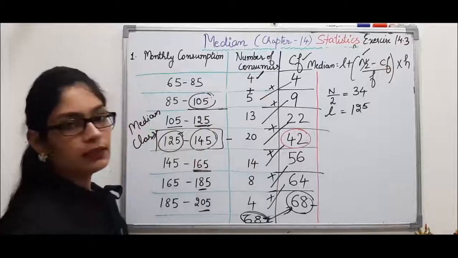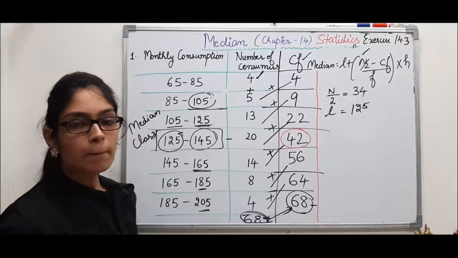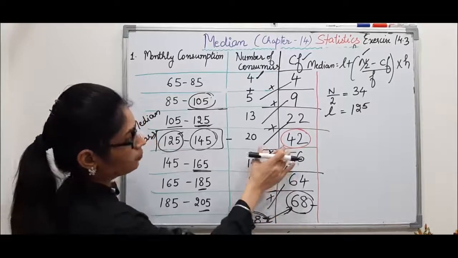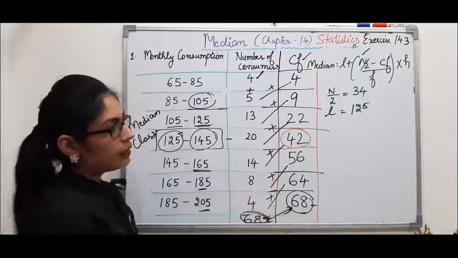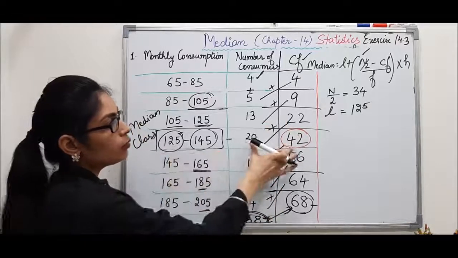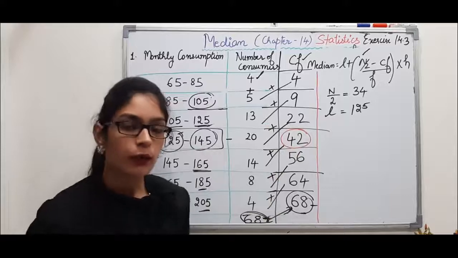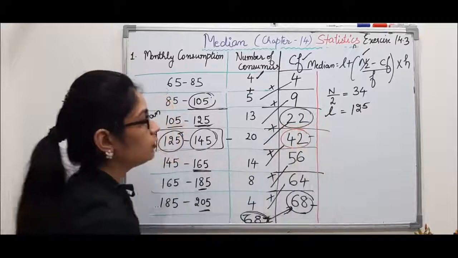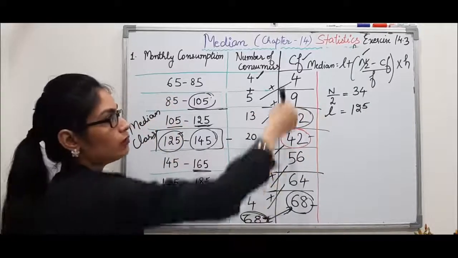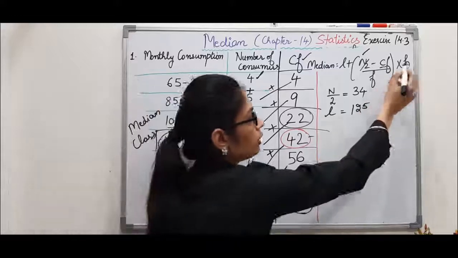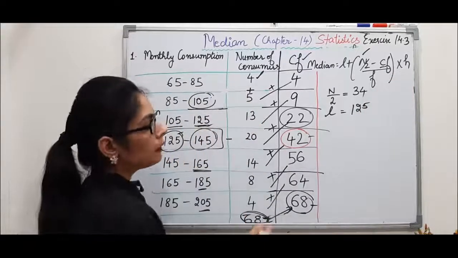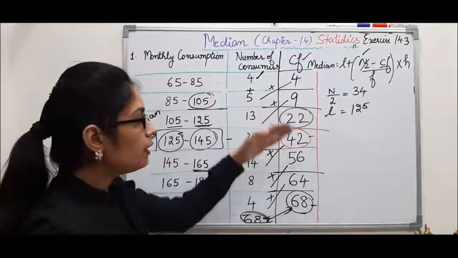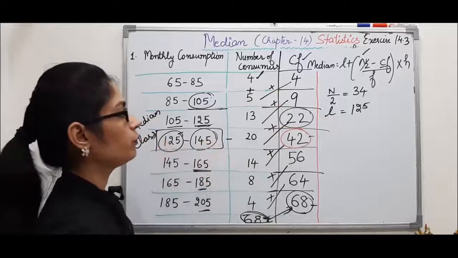Now CF. CF, it's the cumulative frequency preceding the frequency of median class. See, you have to choose cumulative frequency. This is median class. So while explaining the formula, I explained you it is the frequency preceding the frequency of median class. So don't choose this one because we have to choose from CF. CF means only cumulative frequency we have to choose, but the one which is preceding means previous to the median class. So it is 22.